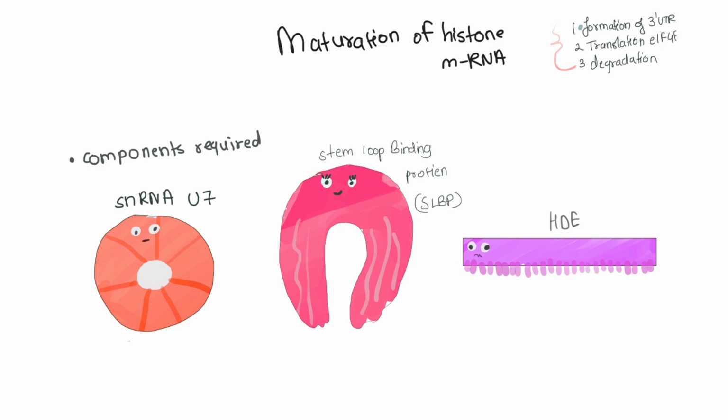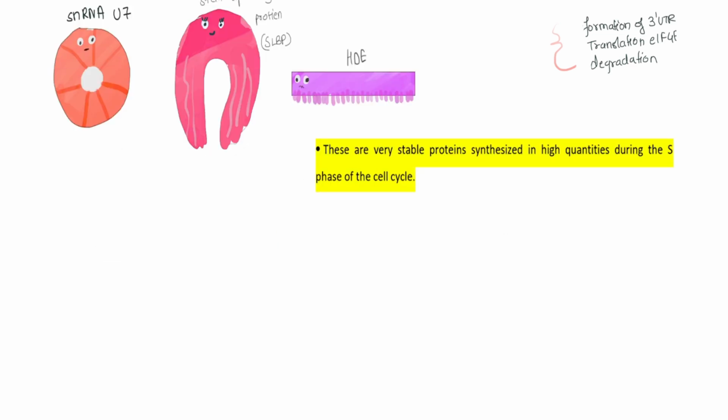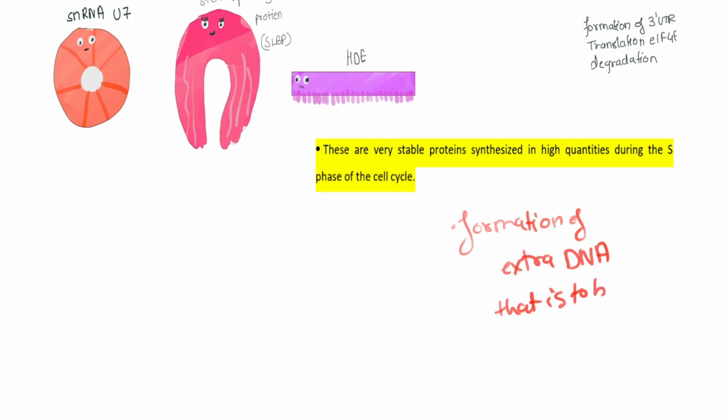Most of these components come into the picture especially in the S phase of the cell cycle. We know this is true because the S phase of the cell cycle is basically the formation of extra DNA that is to be used by the cell on cell division.